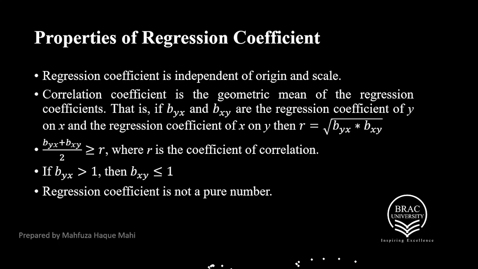If the regression coefficient of y on x is greater than 1, then the regression coefficient of x on y is less than or equal to 1. The regression coefficient is not a pure number.